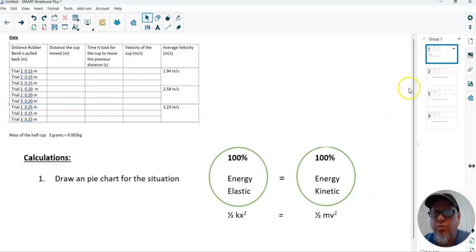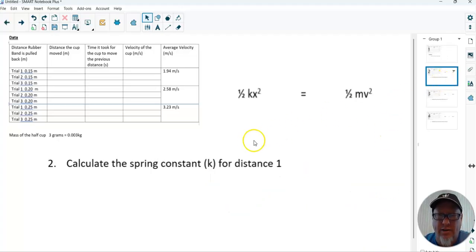That brings us to the first question that you were supposed to answer with math, which is to calculate the spring constant k for distance 1. When they're referring to distance 1 on the data table, they're referring to how far back you pulled the rubber band. That's the thing that was distance 1. So if I'm trying to solve for k, I'm going to have to do some algebra to isolate k on one side of the equation.